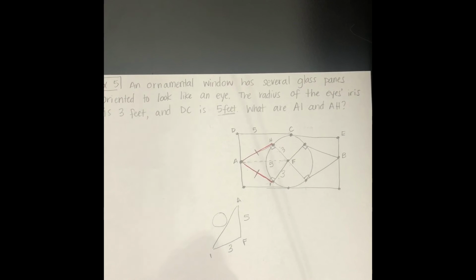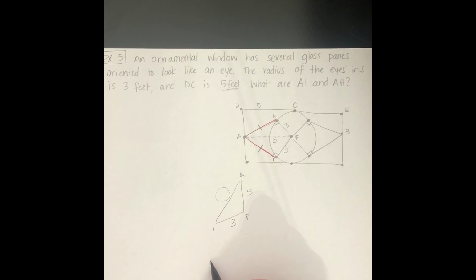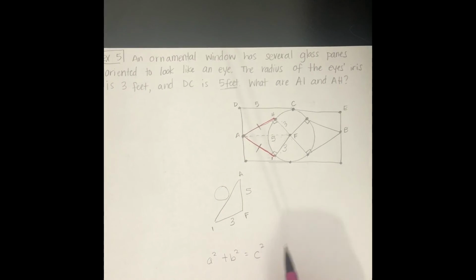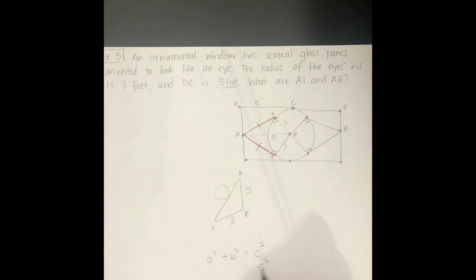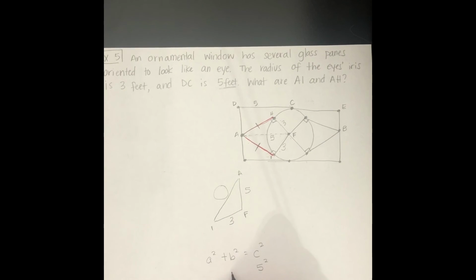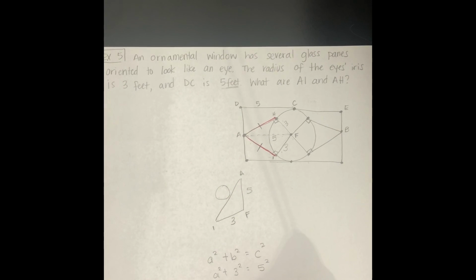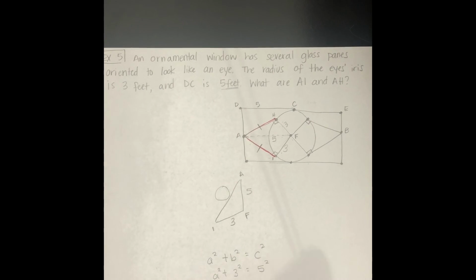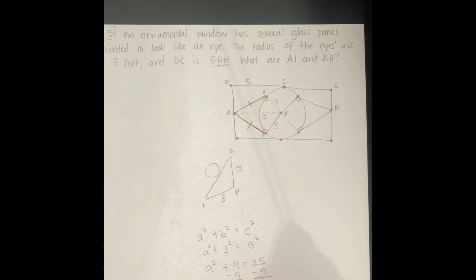My triangle's not perfect, okay? To solve for this, we're going to use Pythagorean theorem. A squared plus B squared equals C squared. The hypotenuse right here, this is the hypotenuse, so that's going to be 5. And then you can use 3 in place of A or B, it doesn't matter. Okay, let's solve this. A squared plus 9 equals 25. Subtract 9 from both sides. We have A squared equals 25 minus 9, which is 16.